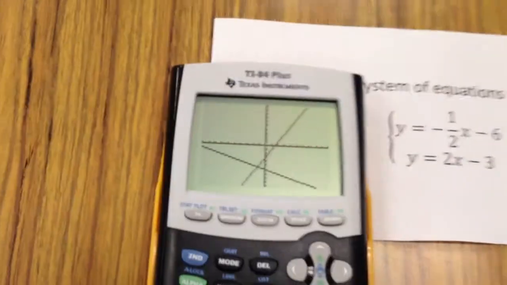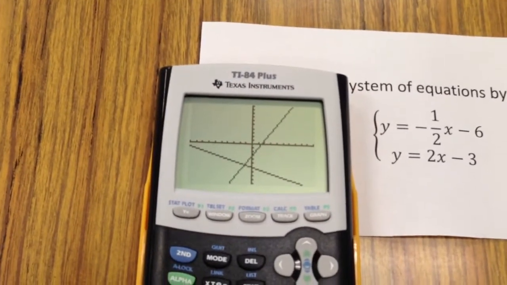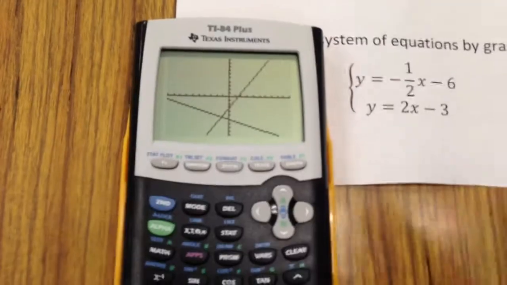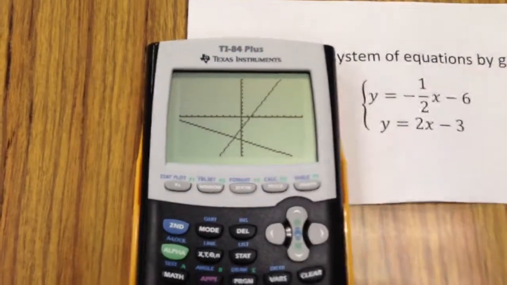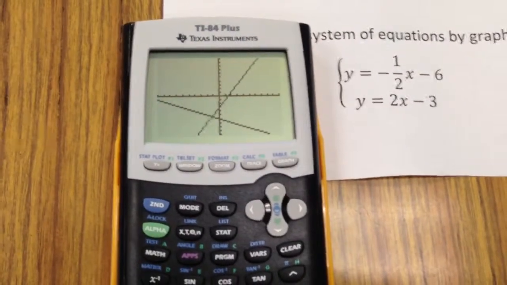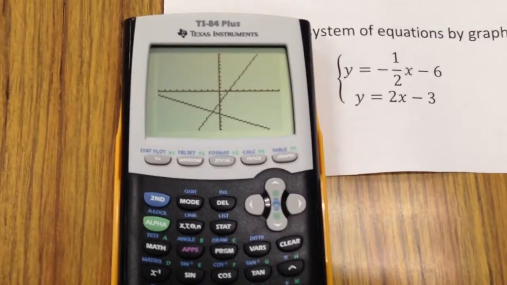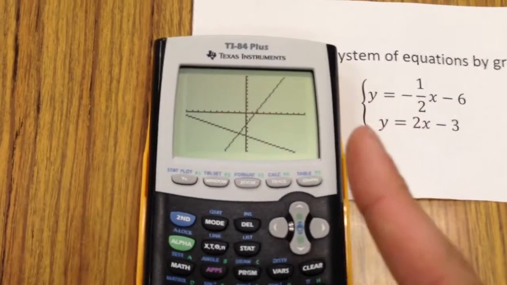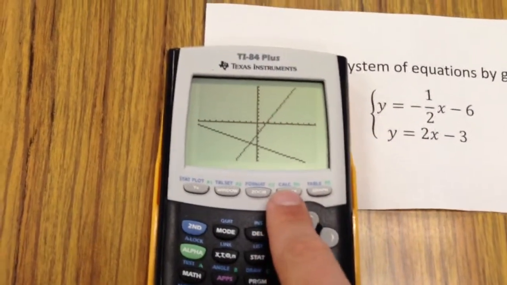I can't really tell. I mean, I don't know, is it negative 1 point? I don't know, y'all. I'm kind of confused. My eyes aren't that great. So what I'm going to do is I'm going to calculate where these two intersect. Well, it only makes sense that the way to calculate them is by hitting that calc button right there.